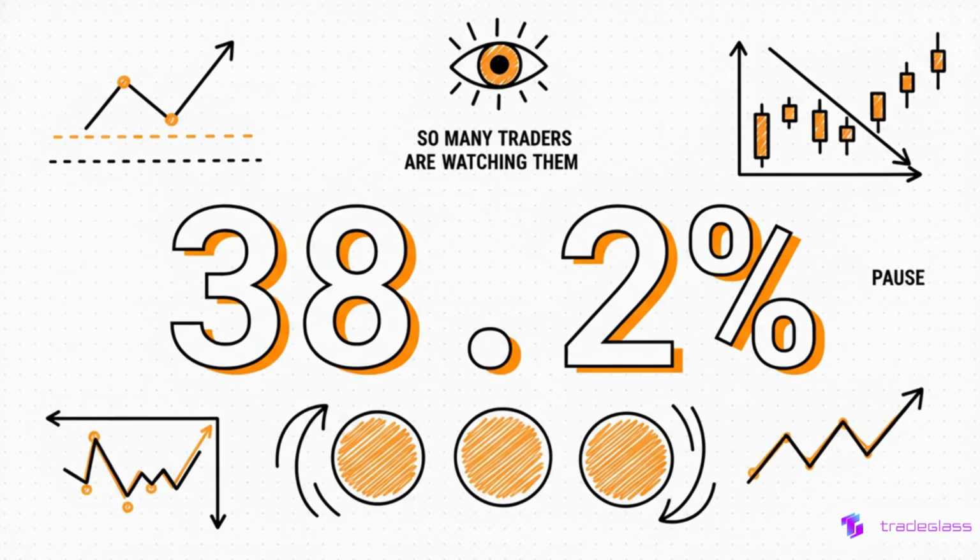And then we have Fibonacci retracements. Now, this number, 38.2%, along with 50 and 61.8%, they represent these natural points of correction. So why do they work? Well, a huge part of it is because so many traders are watching them that they actually become self-fulfilling.